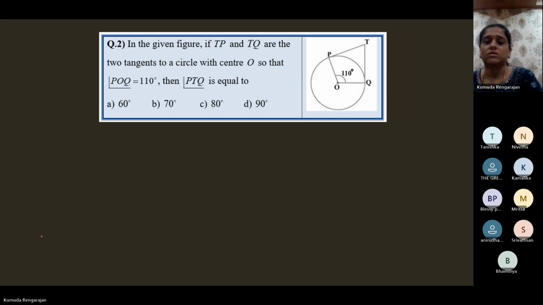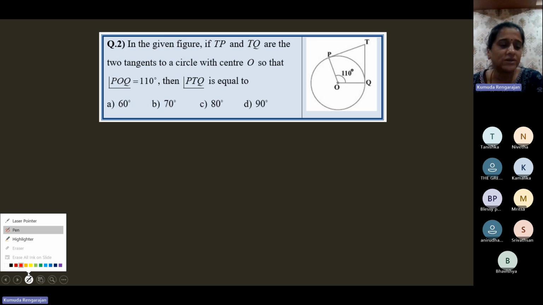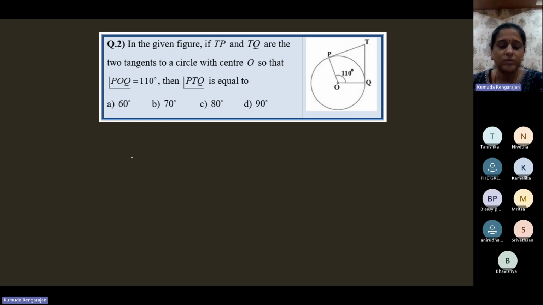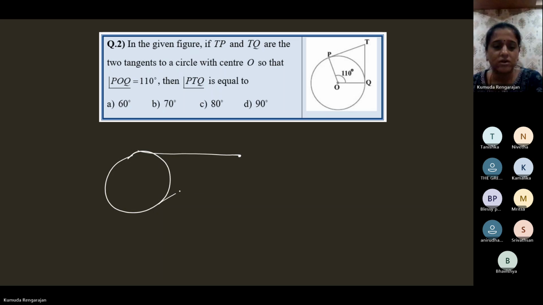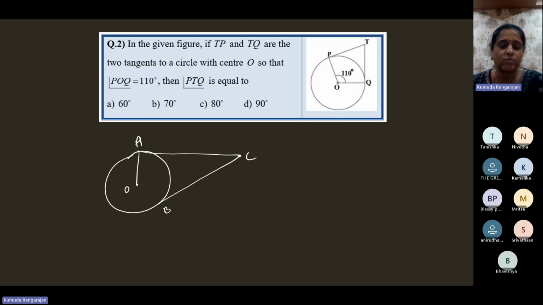Now, you can give a special name to a figure formed like this. This one will always be a cyclic quadrilateral. Which one will be a cyclic quadrilateral? When you take a circle, a point outside the circle, and draw two tangents to the circle from this external point, and when you join the points of contact to the center, a quadrilateral is formed, right?